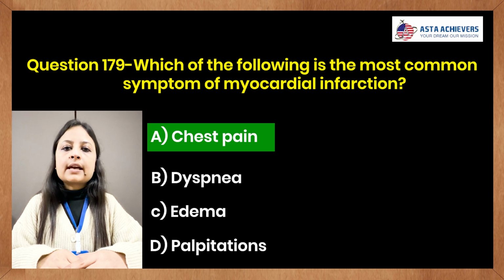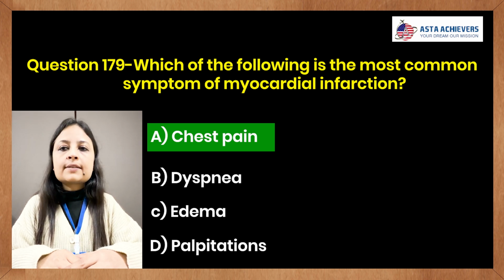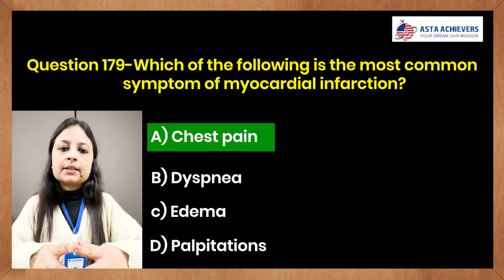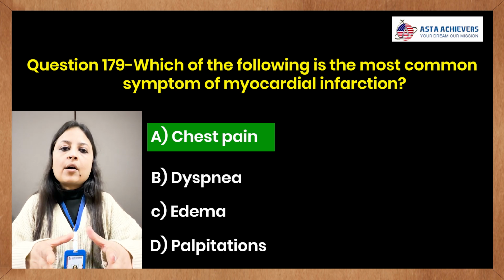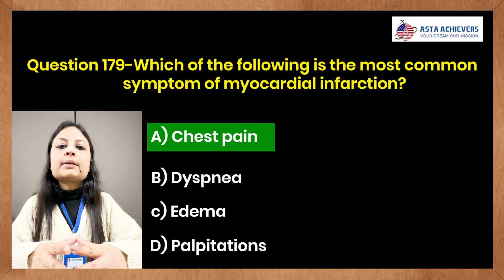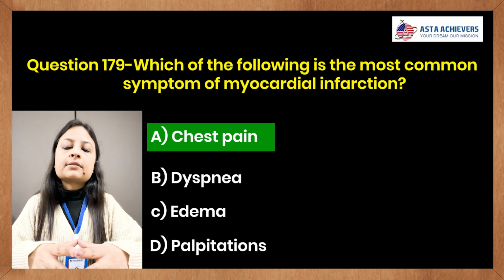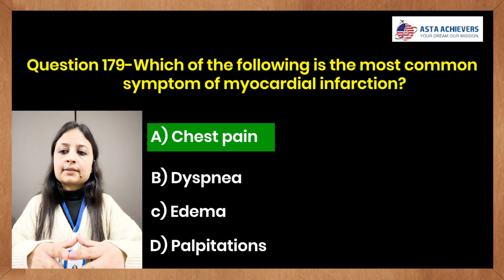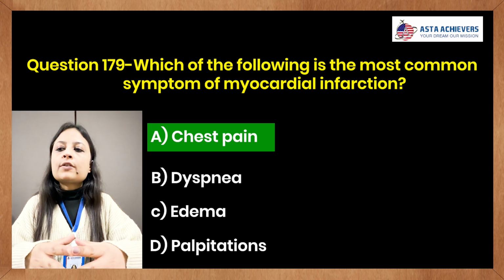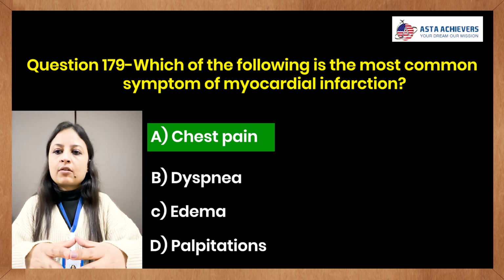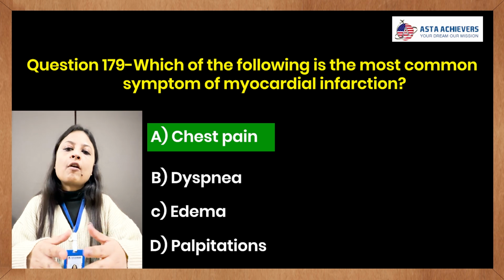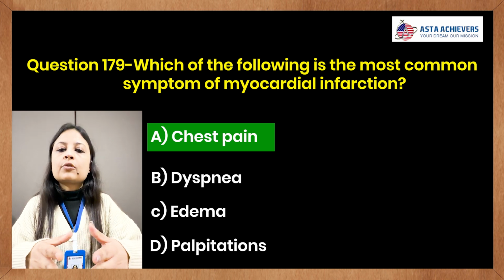Question number 179. Which of the following is the most common symptom of myocardial infarction? Option A, chest pain. Option B, dyspnea. Option C, edema. And option D, palpitation. So option A, chest pain, is the correct answer, because chest pain is the commonest symptom, and it often feels like pressure, squeezing, or tightness in the center of the chest, which radiates to the back, jaw, neck, shoulder, or arm.